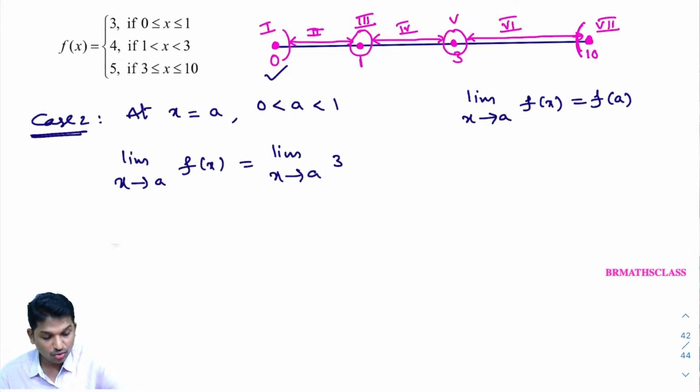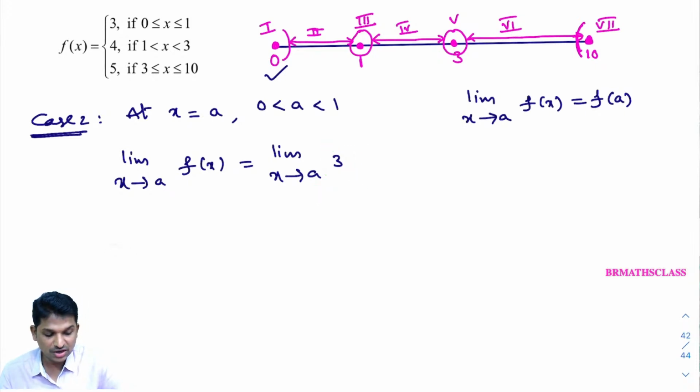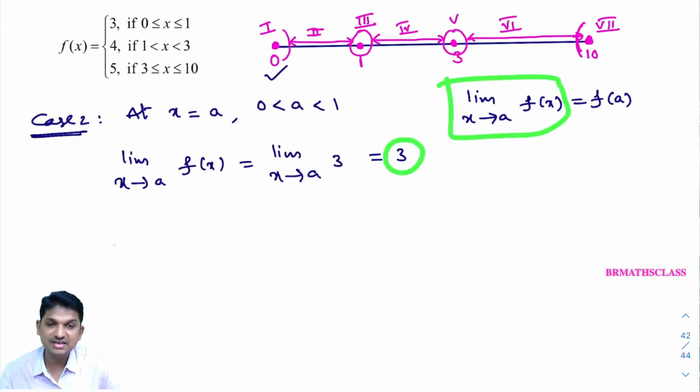So now what to do? I need to calculate this limit. How to calculate? In the given function, wherever x is there you write a. But in the function x is not there. So what you will get here? This is equal to 3. So when I calculate this value, I got its answer is 3.